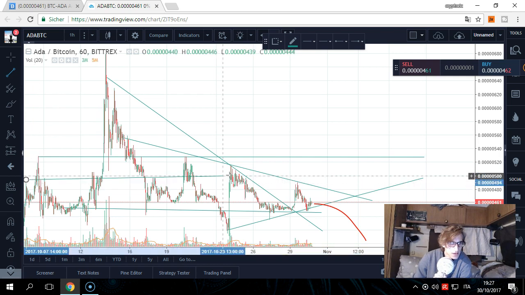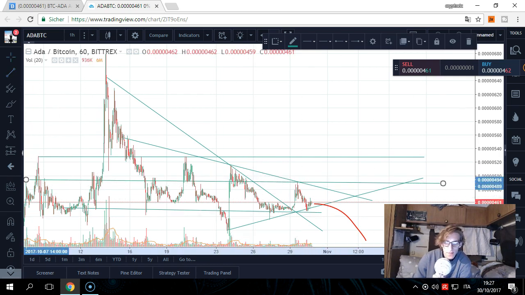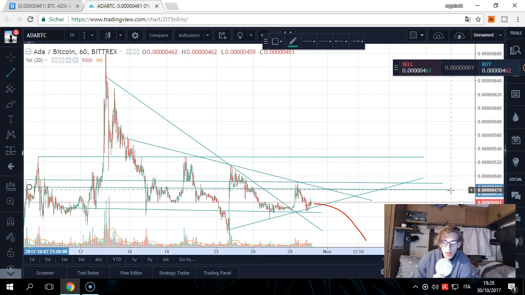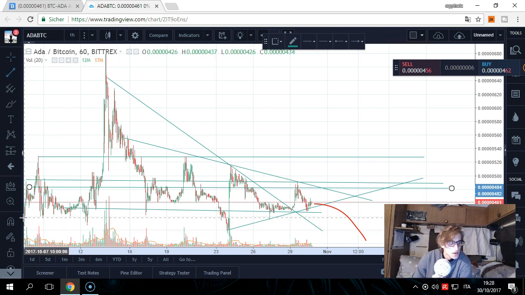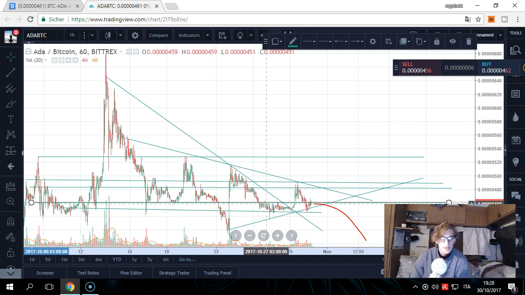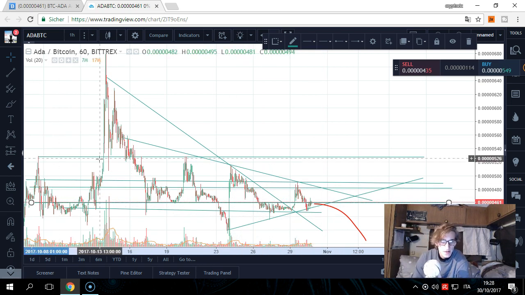Yeah, starting from here actually. We can go all the way down there. And then we have even smaller resistances like this one right there. Almost. And this one where we are touching right now. This one. That we are right now at the support line. Okay, we dipped under it, bloop, and came back over it. Now, bloop, bloop, bloop.